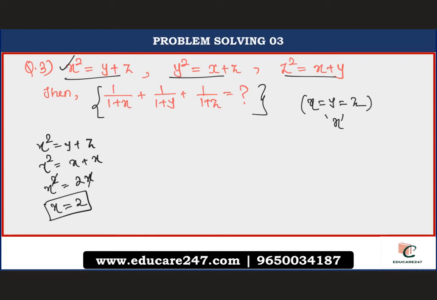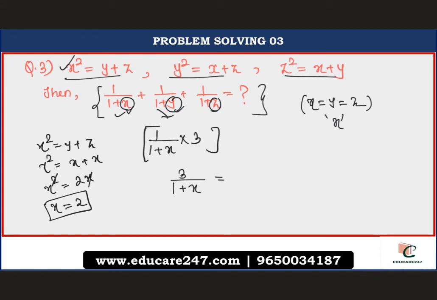Now what have they asked? They've asked you the value of this expression. Since x is equal to y is equal to z, it is as good as 1 plus x into 3, right? It is as good as writing this equation rather than adding all three of them, which are the same anyhow, because x is equal to y is equal to z, right? So we write it as 1 upon 1 plus x into 3. So this is 3 upon 1 plus x, final value.